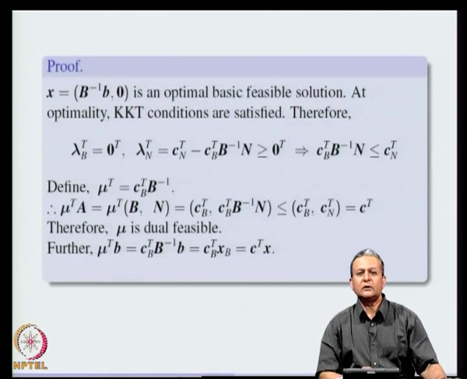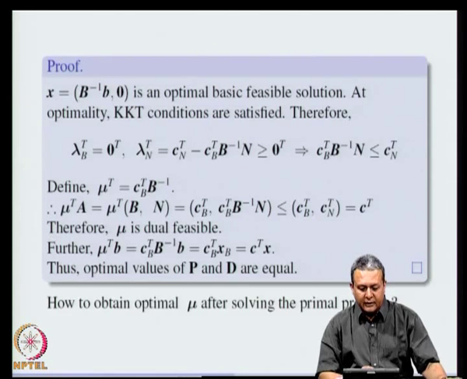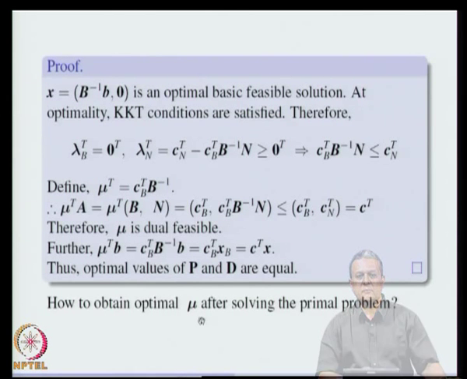Now, the next question is, how do we get the mu after solving the primal problem? Suppose we have solved the primal and obtained this, and here is a theorem which showed that if we substitute mu transpose to be C_B transpose B inverse, we get the optimal dual objective function value. But from the simplex tableau, how do we get this C_B transpose B inverse without having to invert the matrix B directly? So, let us now see that.